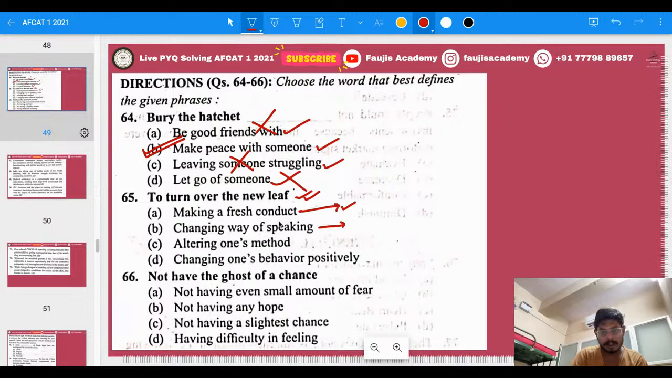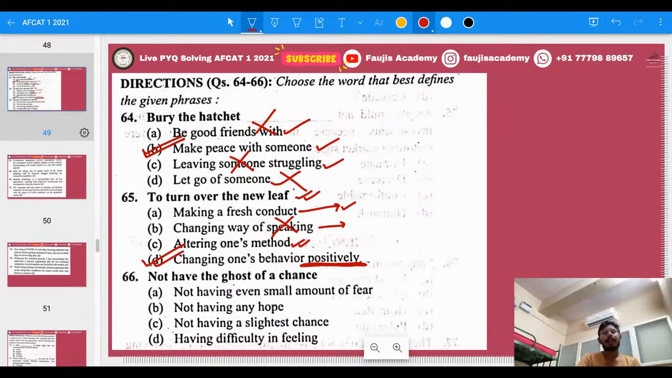Changing the way of speaking, speaking narrowly mentioned over here. Altering one's method. Yes, in a sense that is correct. Changing one's behavior positively. This word positively is very important. To turn over the new leaf means to change your conduct, and more importantly, to work in such a way that helps you positively, to bring about that positive change in you, right? So we'll go ahead with option D.